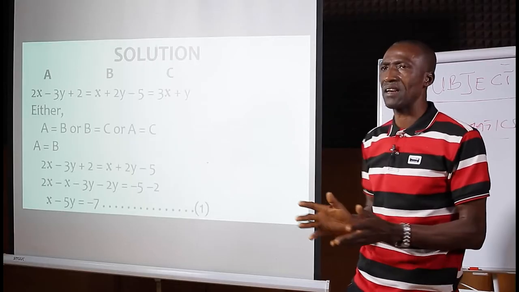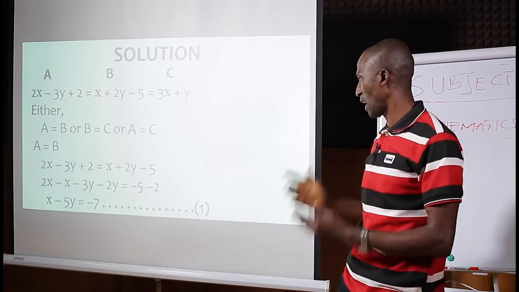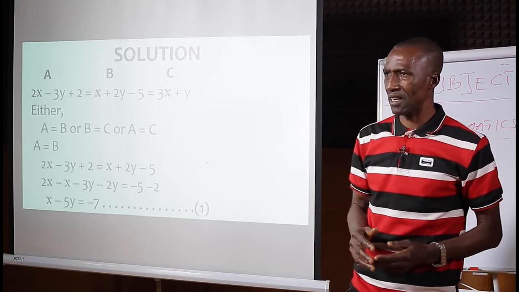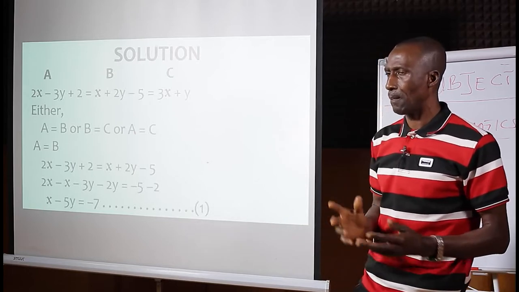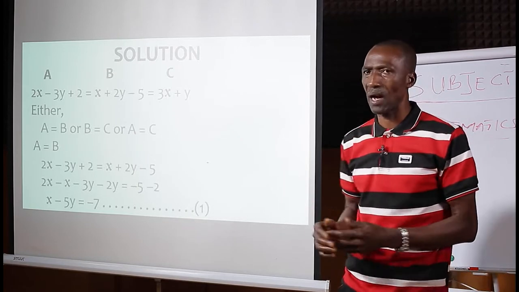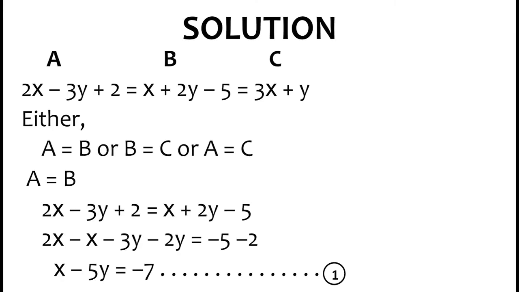By simplification, 2x minus x gives x. And minus 3y minus 2y gives minus 5y. And on the right now, minus 5 minus 2, by the idea of directed numbers, gives minus 7. And that forms equation number 1.